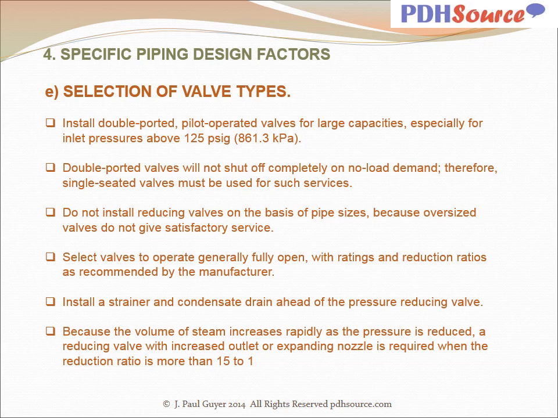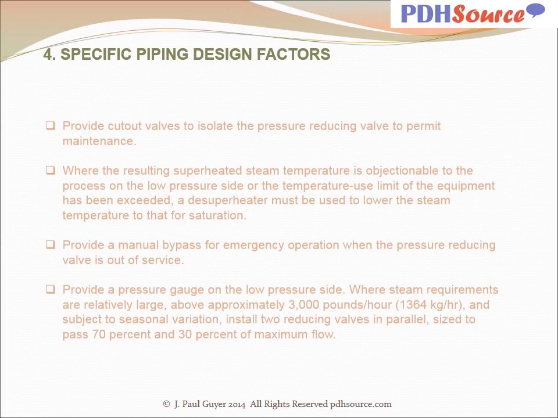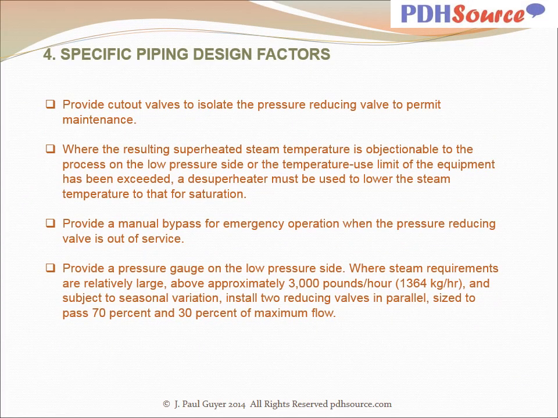Install a strainer and condensate drain ahead of the pressure reducing valve. Because the volume of steam increases rapidly as the pressure is reduced, a reducing valve with increased outlet or expanding nozzle is required when the reduction ratio is more than 15:1. Provide cutout valves to isolate the pressure reducing valve to permit maintenance.